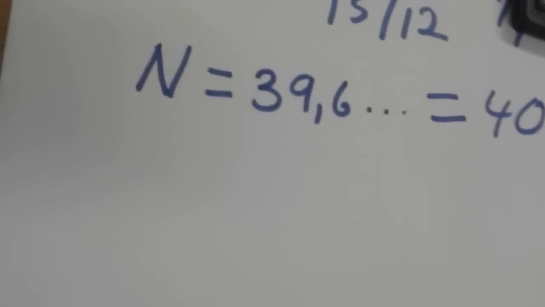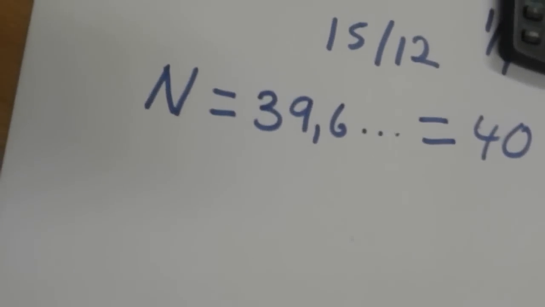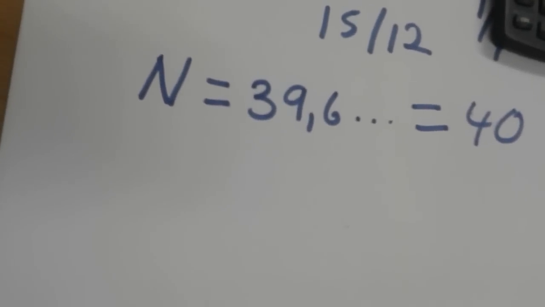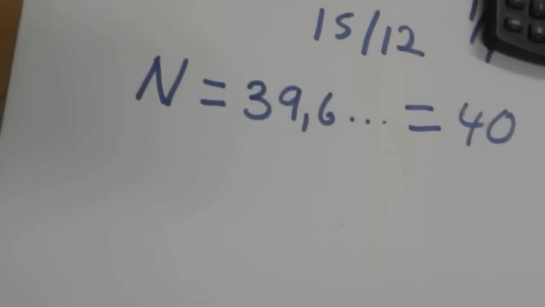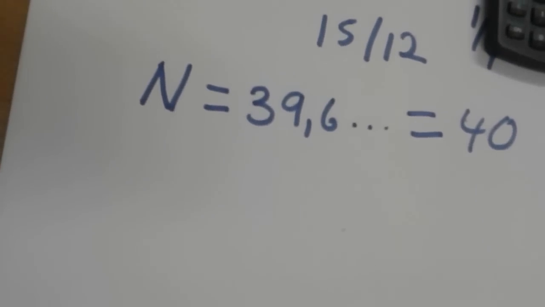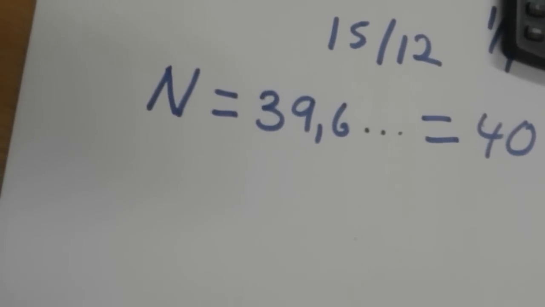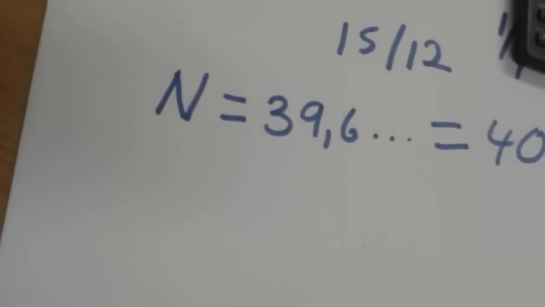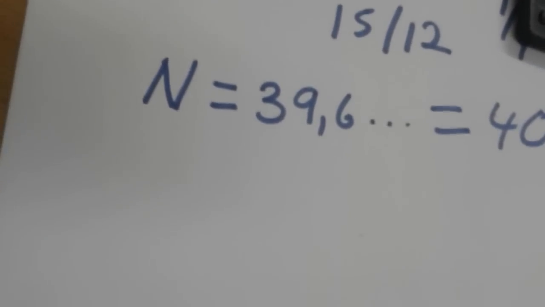Now listen very carefully. Even if your answer was 39.00001, we always round up to 40, right? So even if it was 39.00001, we always round up to 40. Yes.